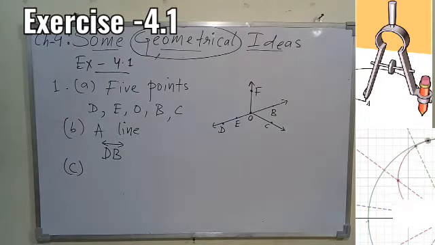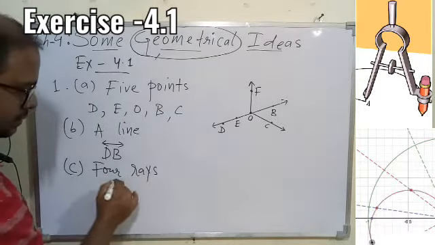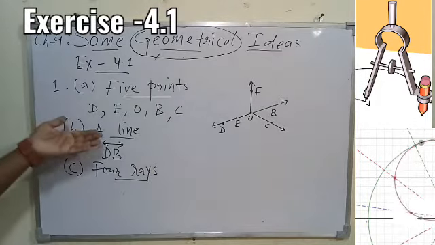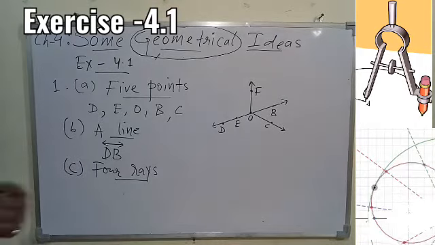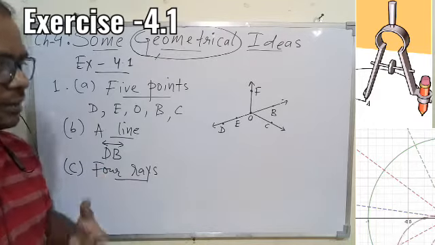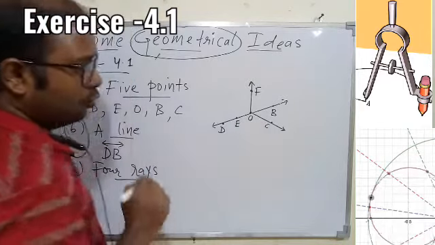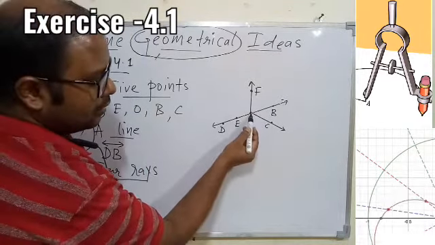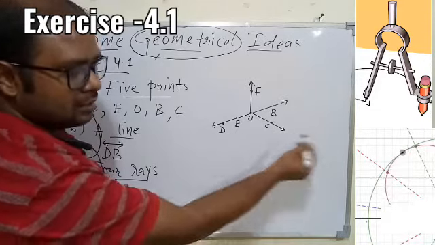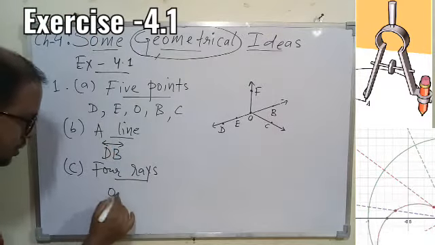C part says that you have to name 4 rays. Okay, so first you had to find the points, then find the line, and now you have to find different rays. So rays, you know, one end should be fixed and that will be the starting point, the other should be endless. So if I see this particular point O, one ray we can see this side, OC, so O is the starting point here. So O to C, this side is endless. So we can say the very first ray we see is OC.